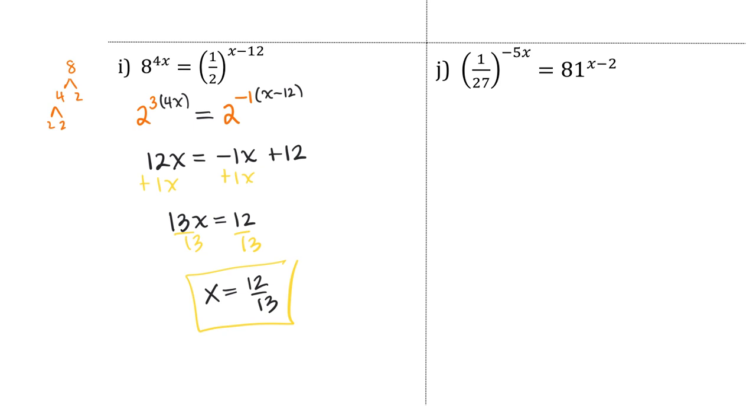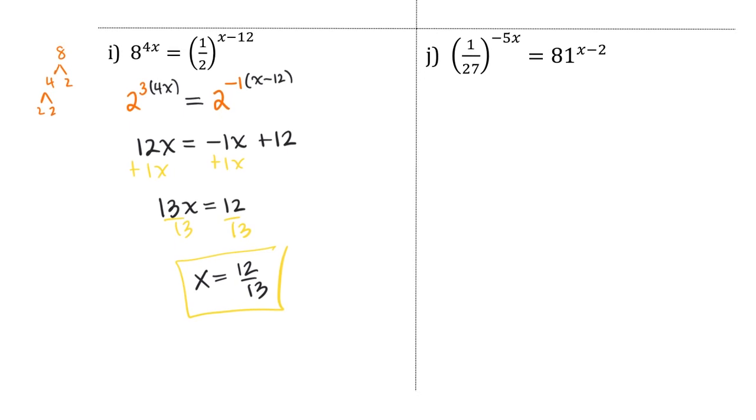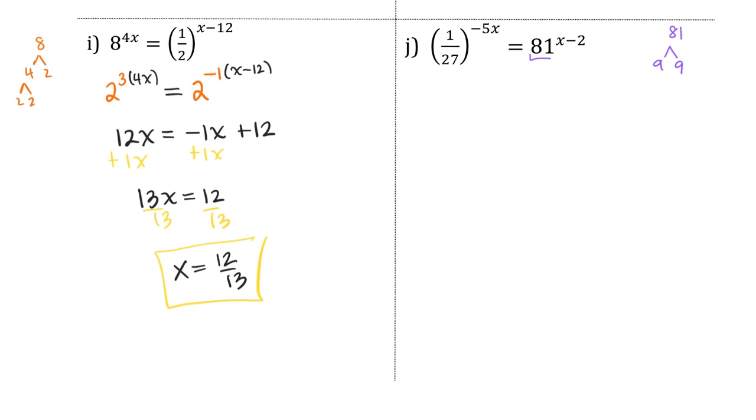Okay, last one. Challenge. Okay, bases do not match. If they matched, I don't mind a fraction as long as they match. Which one should we start with? Let's go 81. Okay, 81 is 9 times 9. So I could do 9 to the second, but that doesn't match the 27. So let's go farther. Let's go to 3's.